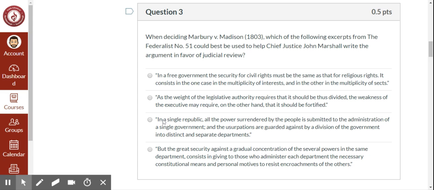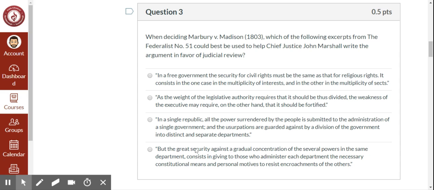The next quote: in a single republic, all the power surrendered by the people is submitted to the administration of a single government, and the usurpations are guarded against by a division of the government into distinct and separate departments. So that's interesting. It's certainly talking about separation of powers, and Marbury versus Madison is talking about a specific power of one of the branches. So I think it's a possibility here, but let's look at the fourth.